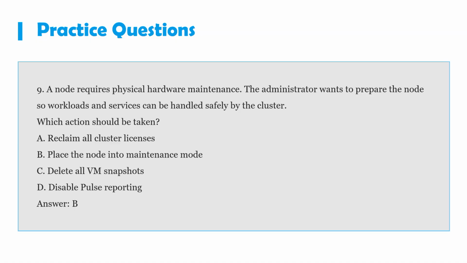9. A node requires physical hardware maintenance. The administrator wants to prepare the node so workloads and services can be handled safely by the cluster. Which action should be taken? A. Reclaim all cluster licenses. B. Place the node into maintenance mode. C. Delete all VM snapshots. D. Disable pulse reporting. Answer: B.